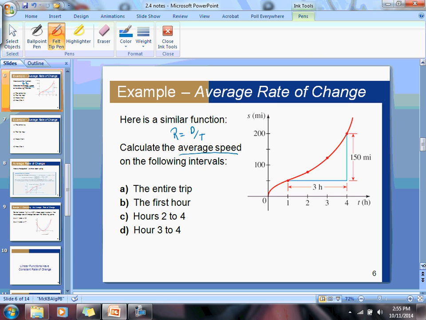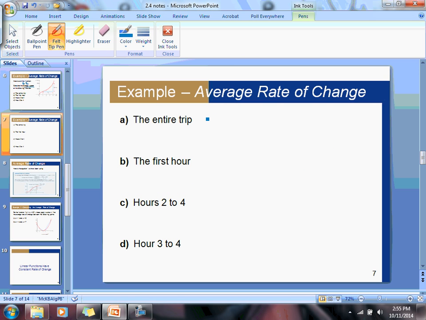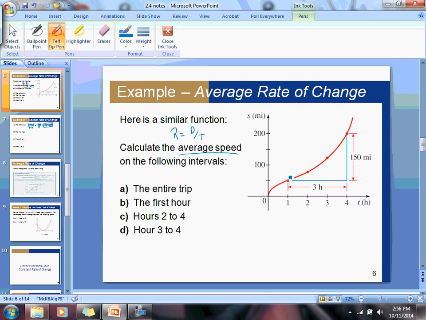I have room on the next slide for this work. So we've got 200 minus 0, and our total time was 4 minus 0. So that's 200 over 4, which is 50 miles per hour. Now again, that's your average. The graph wasn't a perfectly straight line showing 50, 50, 50 going up 50 miles for every hour. The graph doesn't show that. So that's an average.